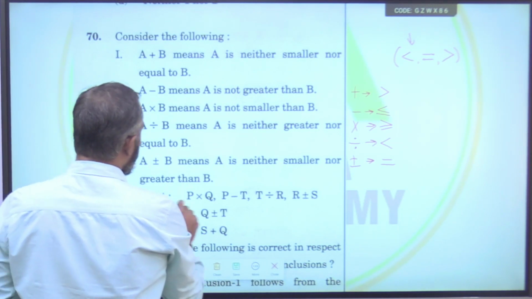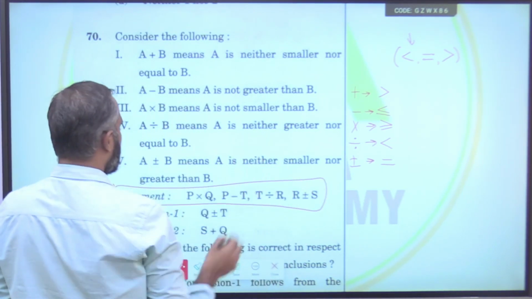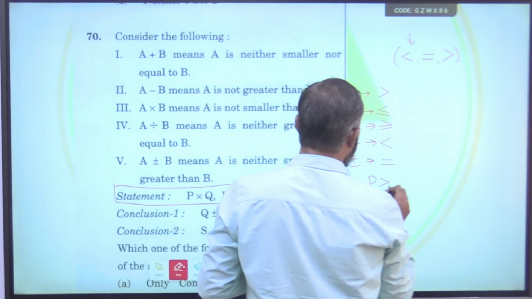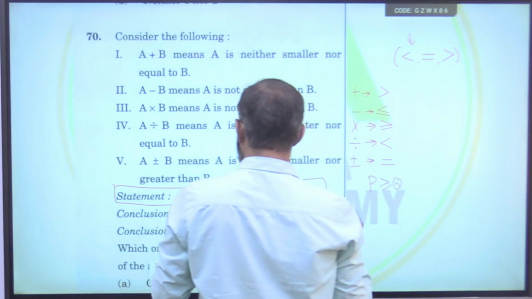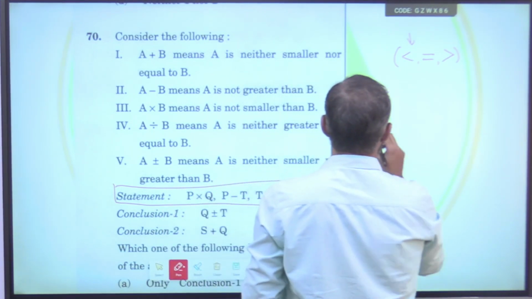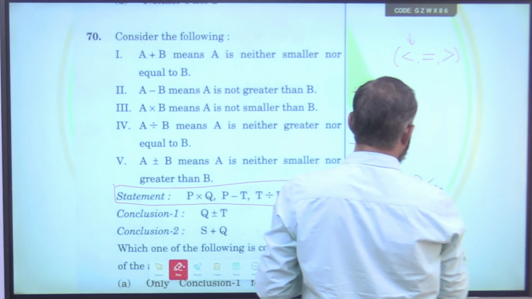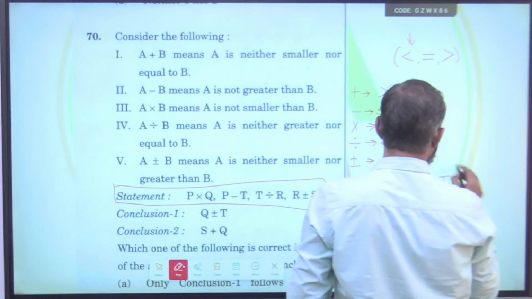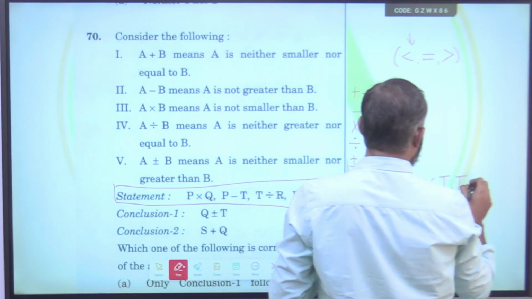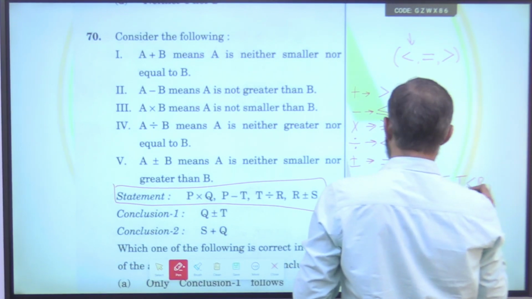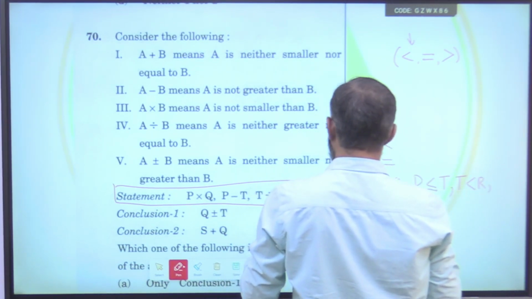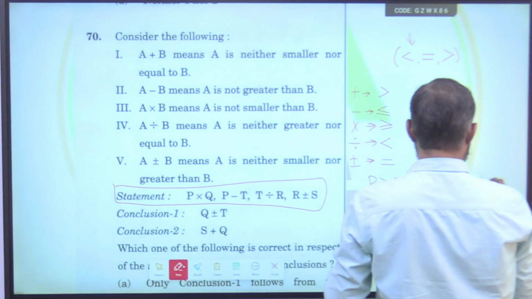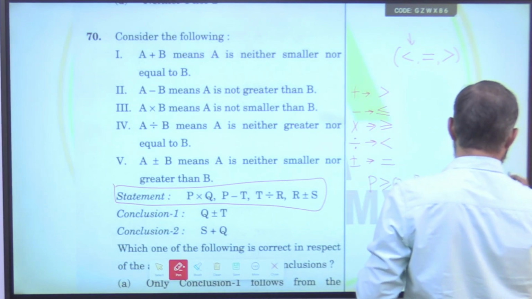Now let us decode the statement as per the code given below. P into Q. Into stands for P greater than or equal to Q. Next, P minus T: P lesser than or equal to T. Next, T divided by R. So, T lesser than R. Next, R plus or minus S. So, R equals S.